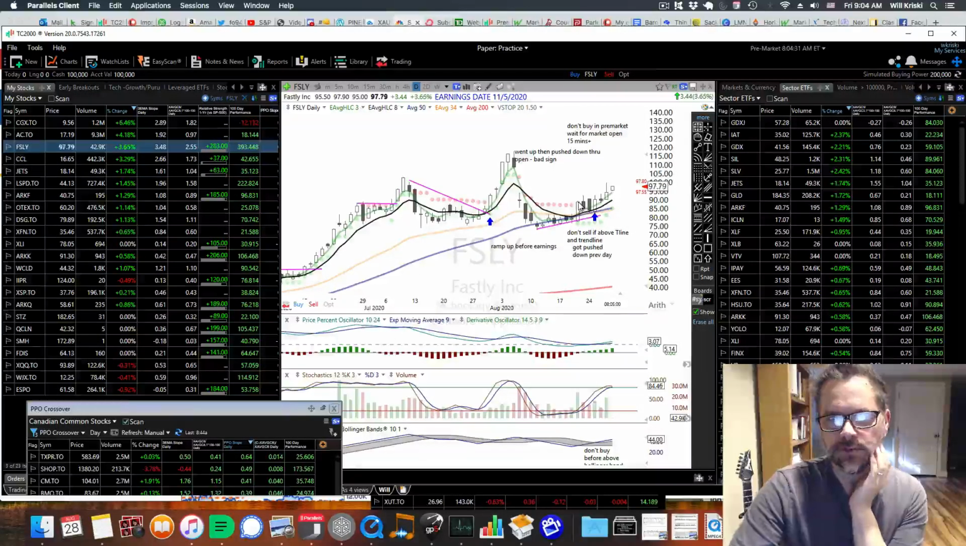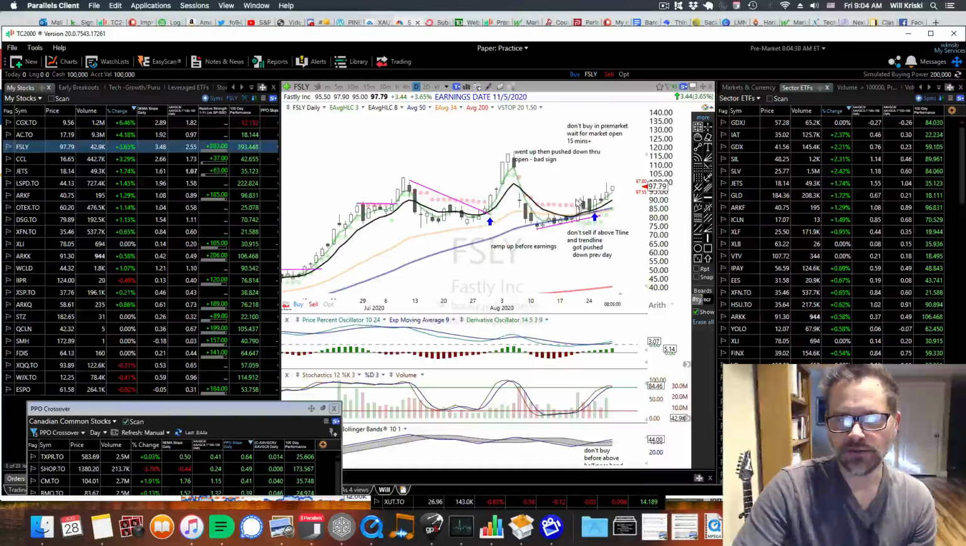But you see how it spiked here and then there's this pullback. So sometimes you get a big candle and then profit taking. So if you miss this big candle, you can wait and see what happens the next day. Now there was a rise here and then it pushed right back down.